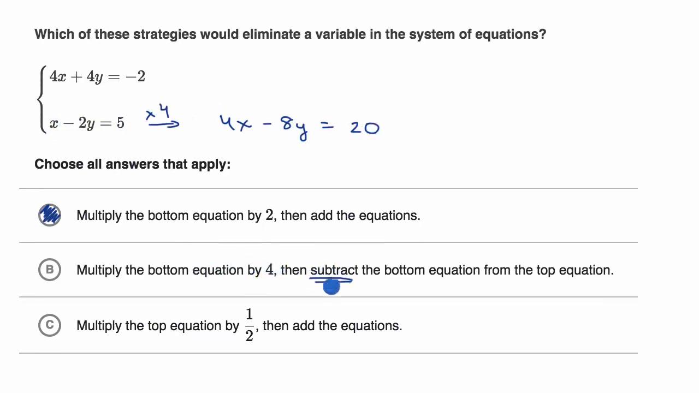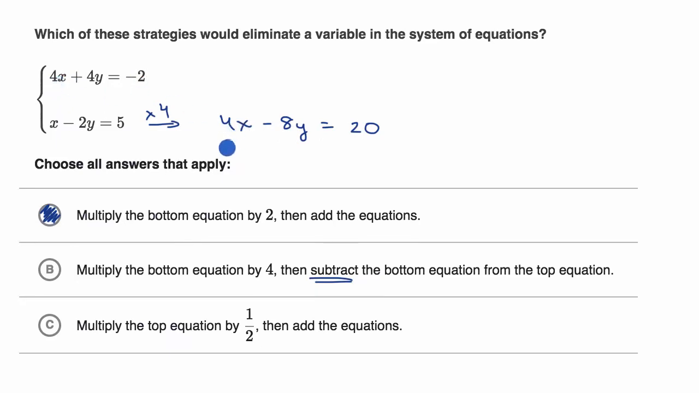And then subtract the bottom equation from the top. So we would subtract 4x from 4x. Well, that's looking good. That would eliminate the x's, so I'm feeling good about choice B. And then we could see if we subtract negative 8y from 4y, well, subtracting a negative is the same thing as adding a positive. So that would actually get us to 12y if we're subtracting negative 8y from 4y. And then if we subtract 20 from negative 2, we get to negative 22. But we see that 4x minus 4x is going to eliminate our x's.